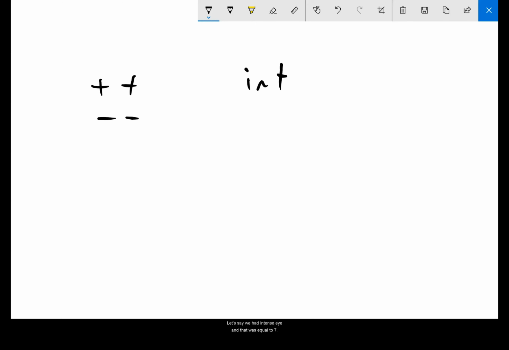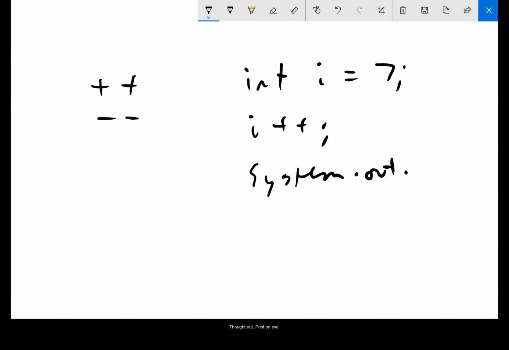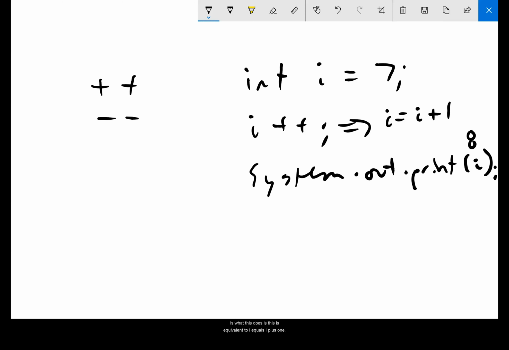Let's say we had an int i, and that was equal to 7, okay? If I did i plus plus, okay, and then did a System.out.print on i, it would basically print 8 right here. Because what this does is, this is equivalent to i equals i plus 1. Okay, so when you see these plus pluses, it's just incrementing by 1. All right, same with minus minus.